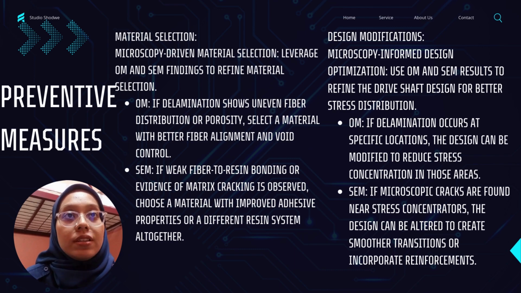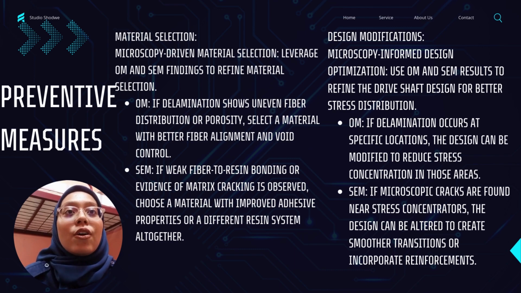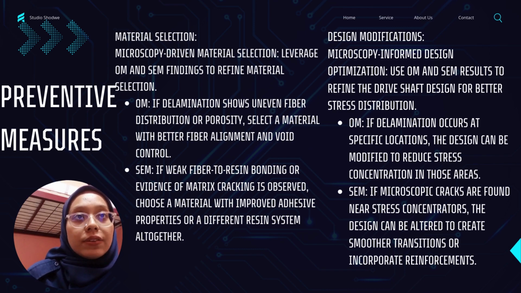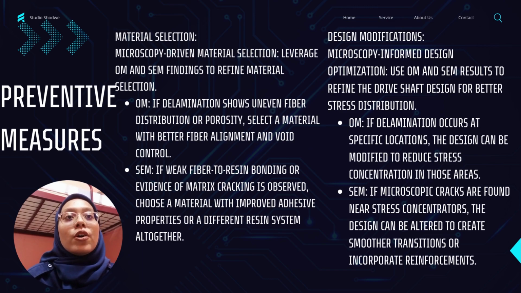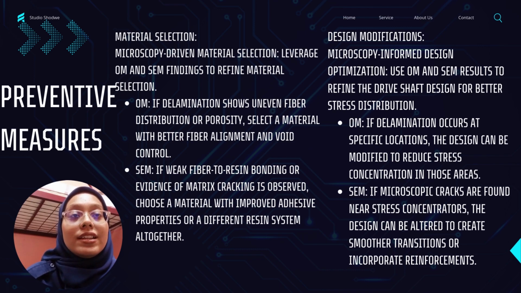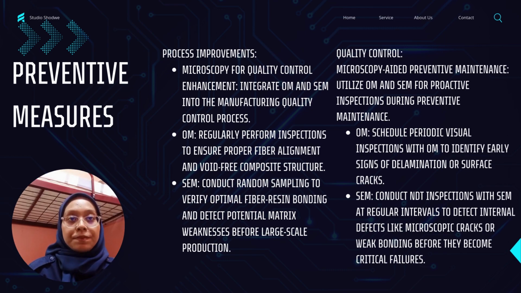Next, design modification. Microscopy informs design optimization. Use OM and SEM results to refine the drive shaft design for better stress distribution. OM: if delamination occurs at a specific location, the design can be modified to reduce stress concentration in those areas. SEM: if microscopic cracks are found near a stress concentrator, the design can be altered to create smoother transitions or incorporate reinforcement.